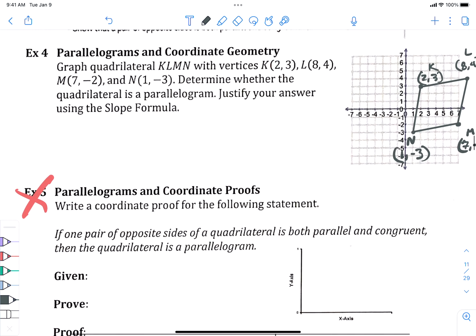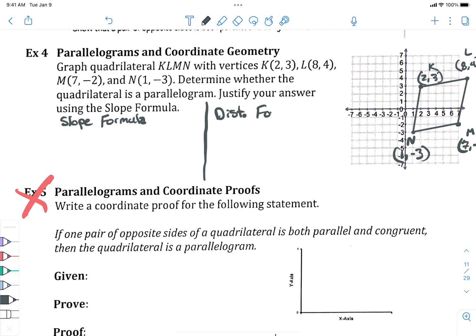Okay, we're going to do this 2 different ways. It's asking me over here to prove or determine whether it's a parallelogram, yes or no, using the slope formula. We're also going to do this using the distance formula, because on your homework assignment they will ask you for distance formula instead. On your homework, you only have to do which one it's asking. So slope formula, distance formula.